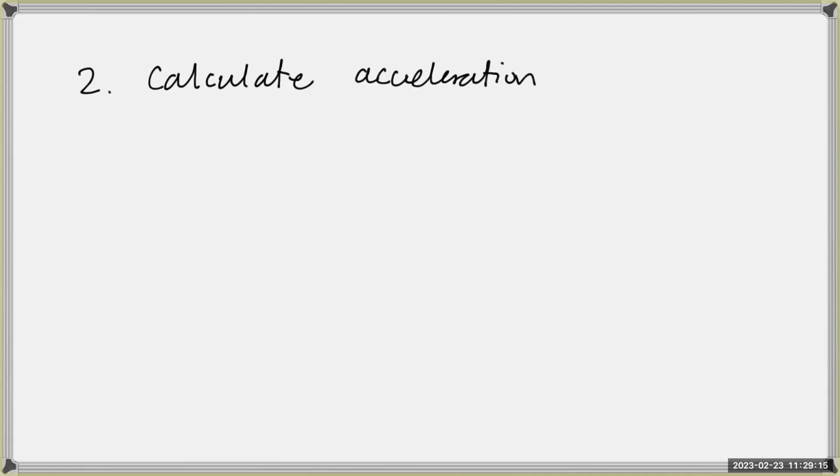Okay. In order to calculate acceleration, we need a couple things. We need some information about velocity, and we need some information about time. So we need to look at how our velocity changes over a period of time. Okay. Now we can make these a little bit more detailed. Change in velocity is equal to our final velocity minus our initial velocity.